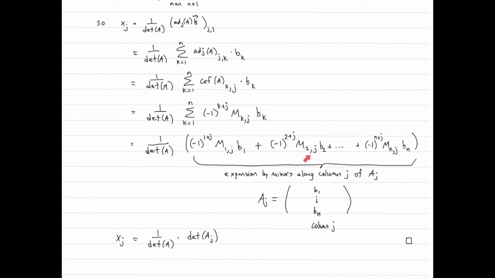So this entire sum becomes the determinant of A sub j, and that's exactly what Cramer's rule says, that x sub j is the determinant of A sub j divided by the determinant of A.